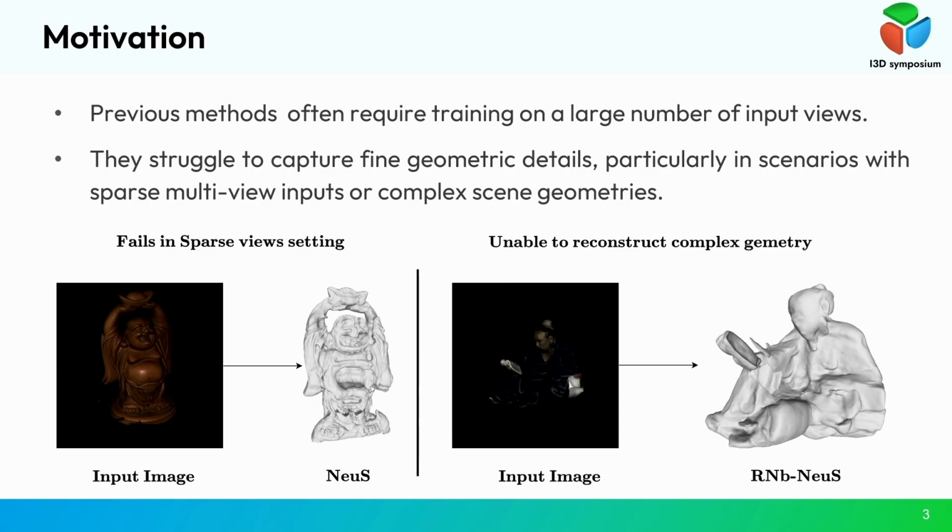So neural implicit representations have emerged as a powerful paradigm for 3D reconstruction. However, despite their success, existing methods fail to capture fine geometric details and thin structures, especially in scenarios when we have sparse multi-view RGB images of the objects. And moreover, previous methods often required training on a large number of input views. As can be observed from the image, the newest method fails in sparse view scenario, and the RNB newest method is unable to reconstruct complex geometry.